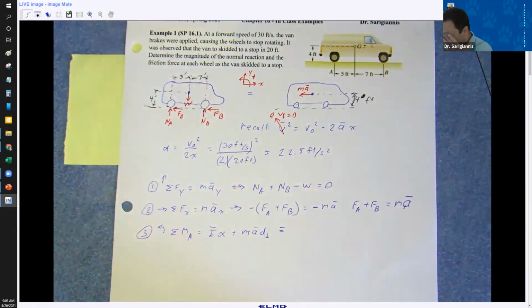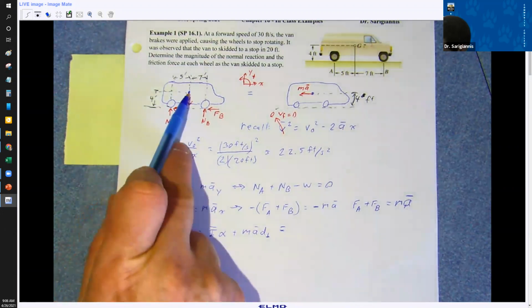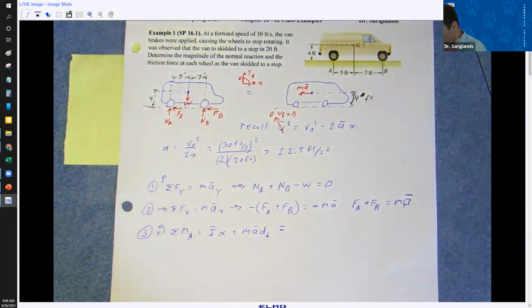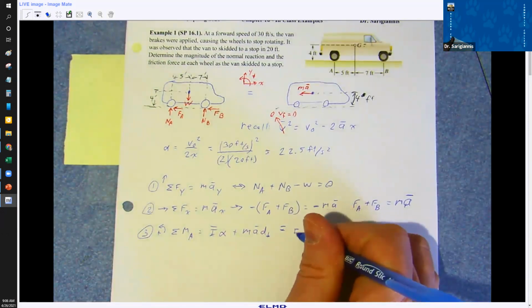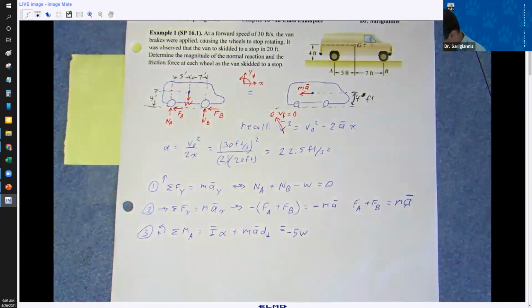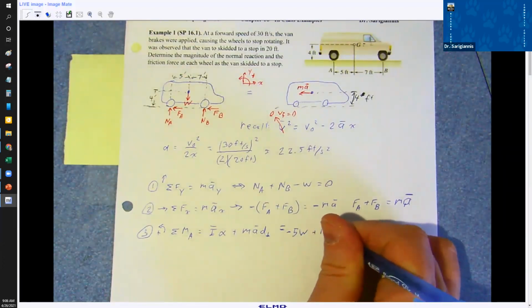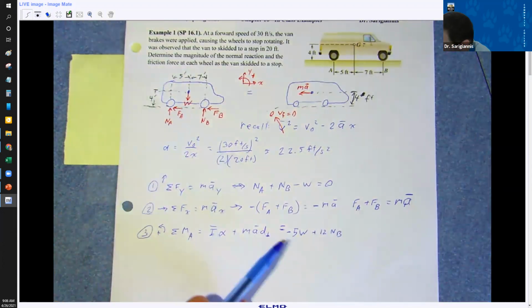All right, so what do we have for our moments? If we're doing it about A, and positive is counterclockwise, we've got the weight acting at 5 feet. So we've got 5W, that's a negative, plus 12NB, right?